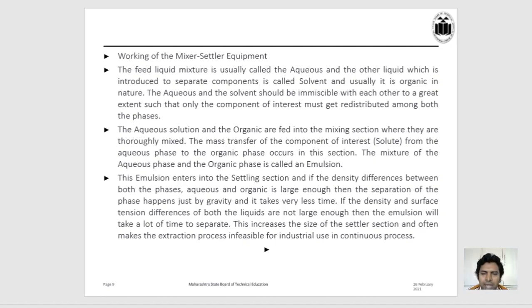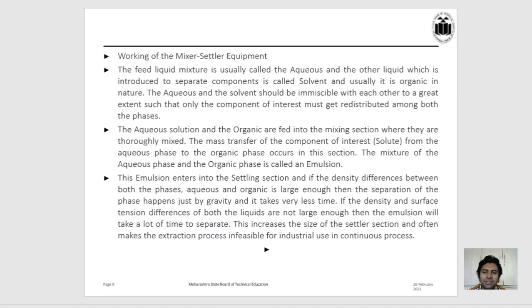The aqueous solution and the organic are fed into the mixing section where they are thoroughly mixed. The mass transfer of the component of interest, like the solute, from the aqueous phase to the organic phase occurs in this section. The mixture of the aqueous phase and the organic phase is called the emulsion. This emulsion enters into the settling section.